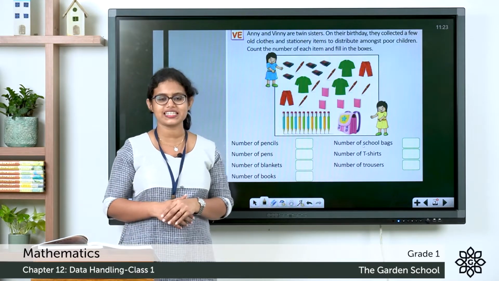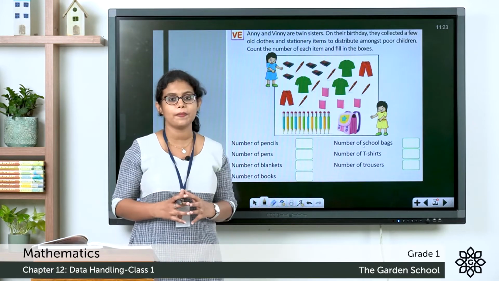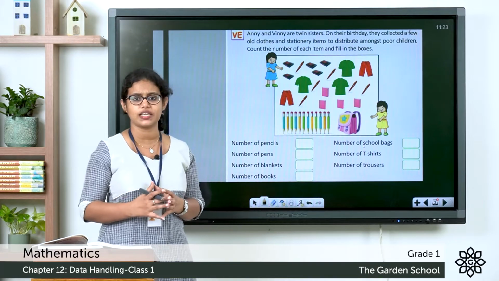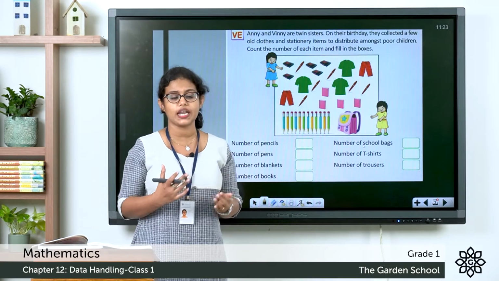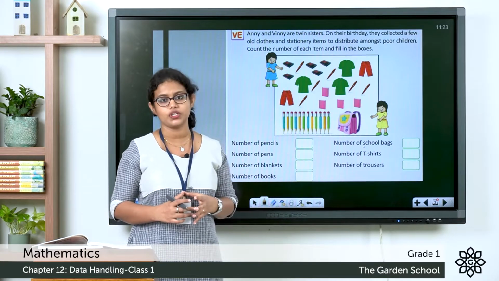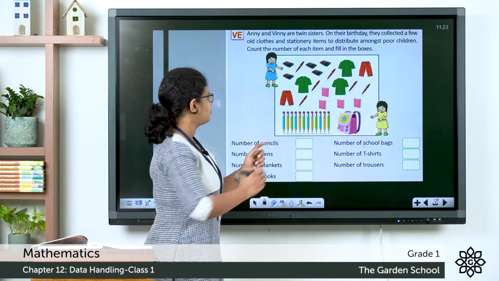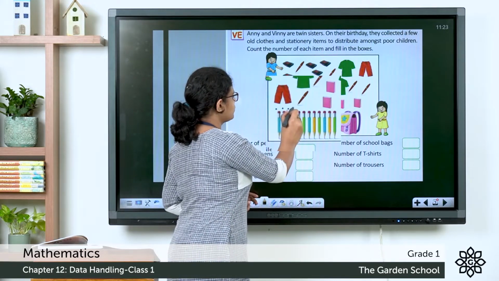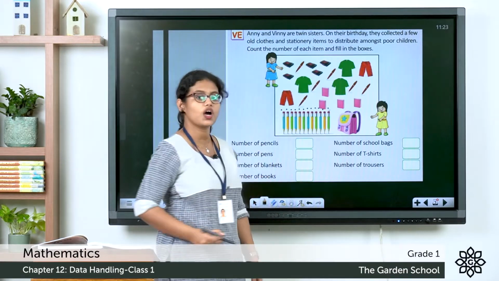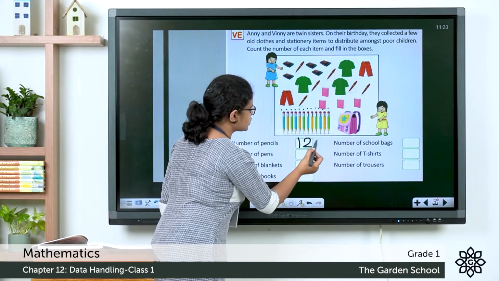So let's start. What is given first? Number of pencils. Here there are pencils. How many pencils are there? You need to count the number of pencils and then write it down here. Let's count how many pencils there are. 1, 2, 3, 4, 5, 6, 7, 8, 9, 10, 11, 12. So how many are there? 12. You can write it here, 12.